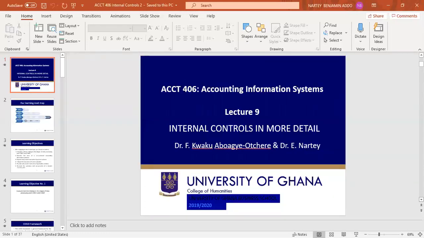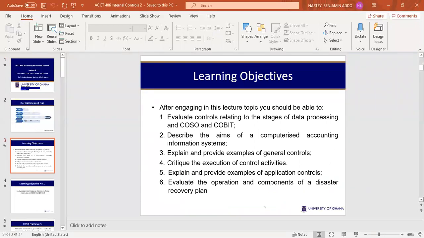First, we need to evaluate controls relating to the stages of data processing and the COSO and the COBIT framework. Now you realize that data processing involves about 4 key stages. That is data entry, so the controls relating to the entry of data. And you know that most of these fraudulent acts actually occur at the data entry stage. If the perpetrator is able to manipulate the data that will be entered, then they will be successful in their acts. So look at controls at the data entry stage.